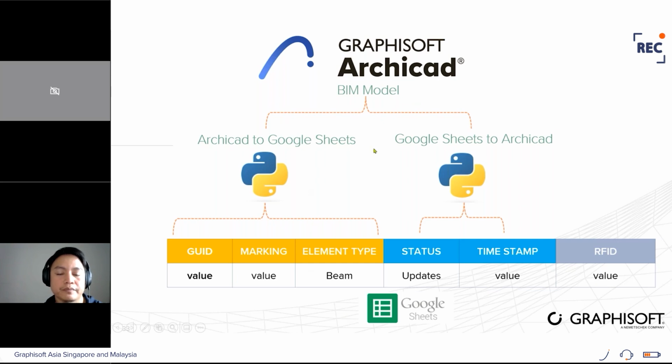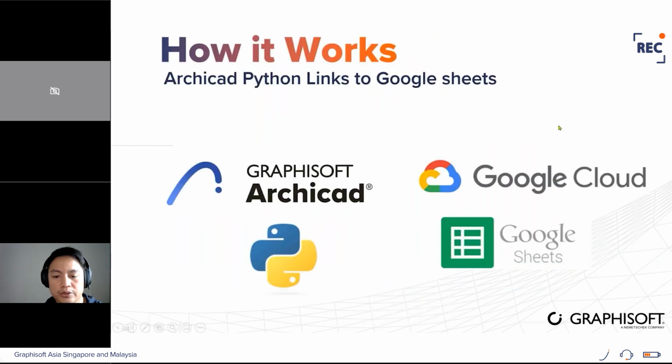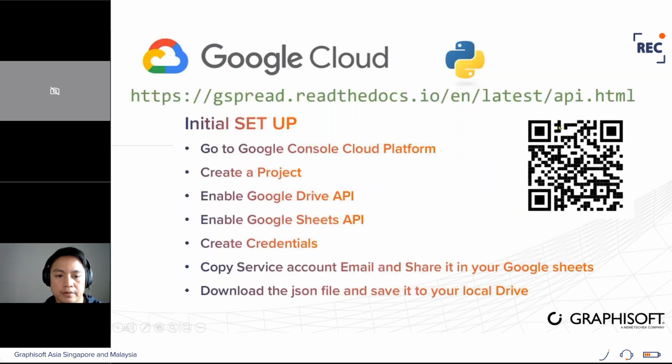using Python. Okay, we will be running two scripts as shown in the video. So we have one is Archicad to Google Sheets, and the other one is Google Sheet to Archicad. You can combine this one, but yeah, for this exercise, we want to show two scripts for you to understand the process. Okay, so the first thing we need to do is, again, transfer the data to Google Sheets.